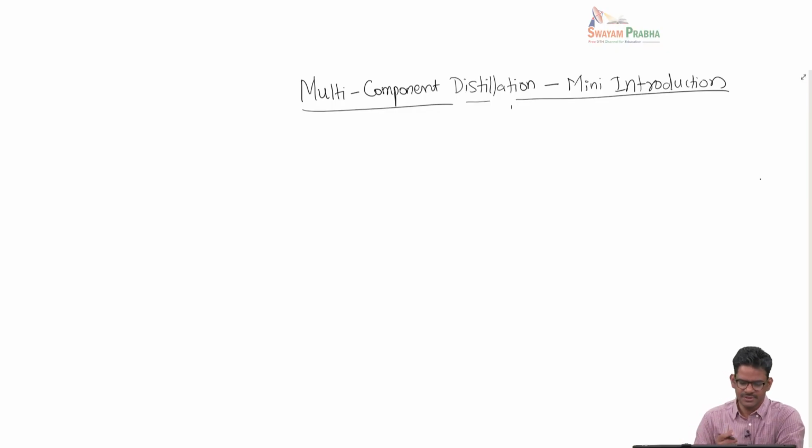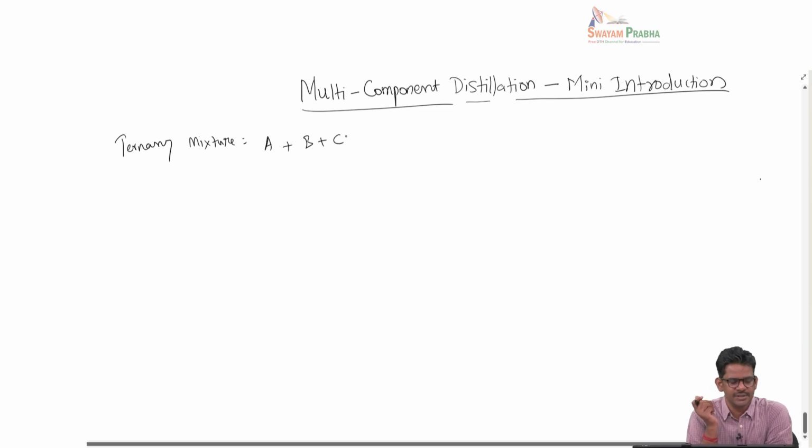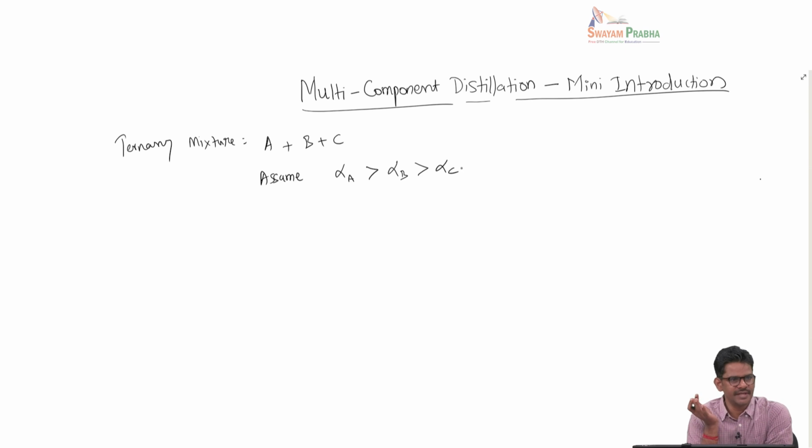So, for illustrative purposes, we will think about a ternary mixture. Let us say we have A plus B plus C. There are three components in the liquid mixture, and we will assume that the relative volatility of A is more than B, which is more than C. That means component A is highly volatile, component C is non-volatile or less volatile, and B is something in between. So this is the order in which we will deal with it.